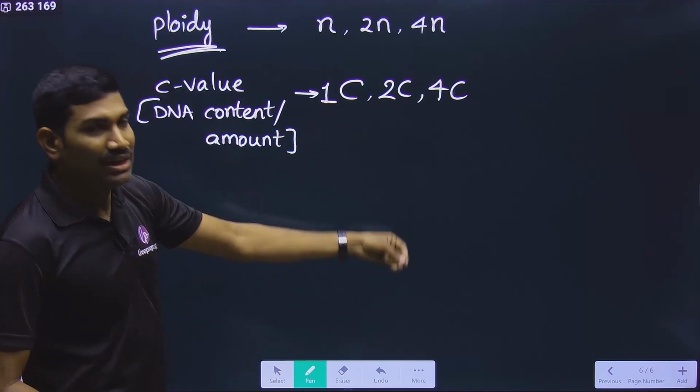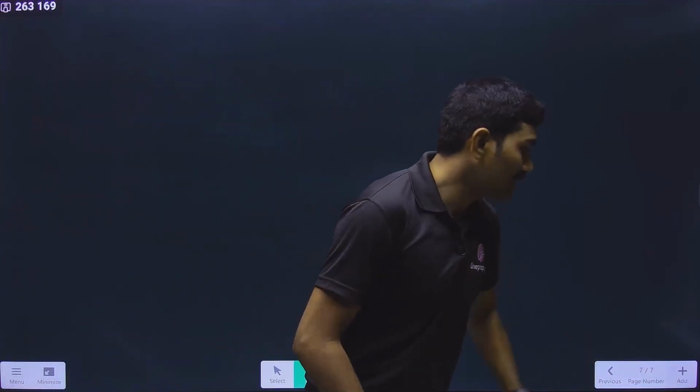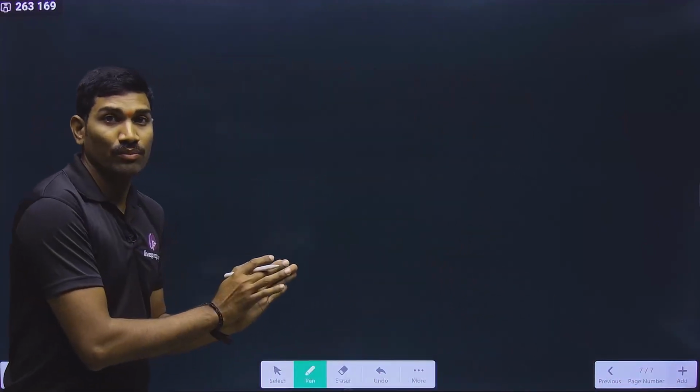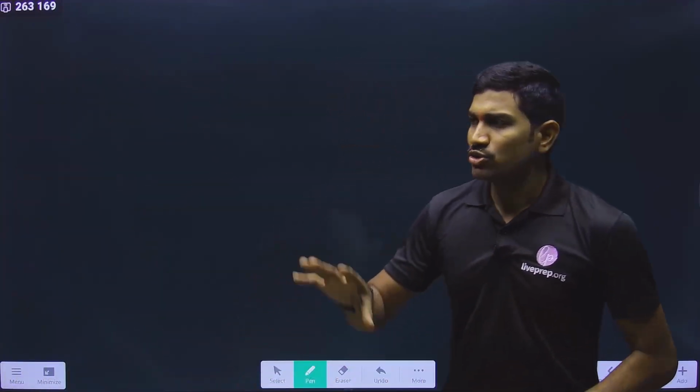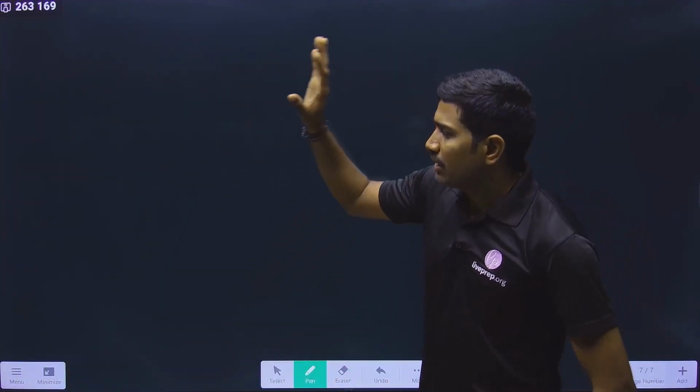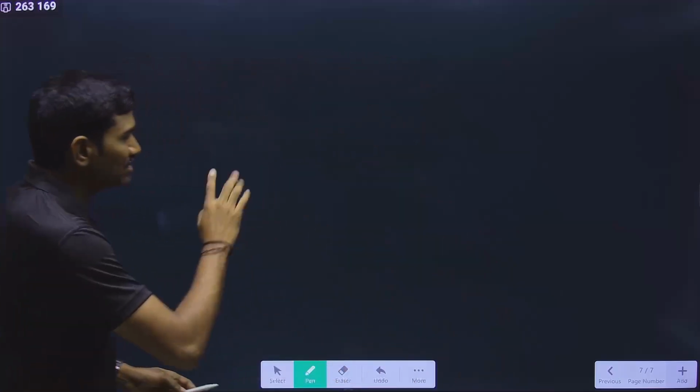Now I will give the diagrams. With the help of diagrams, I will explain. And these diagrams you will definitely encounter in either mitosis or meiosis. So whatever information I am saying is useful to understand mitosis and meiosis with diagrams. At the end of this lecture, when we are making diagrams, this content is useful.